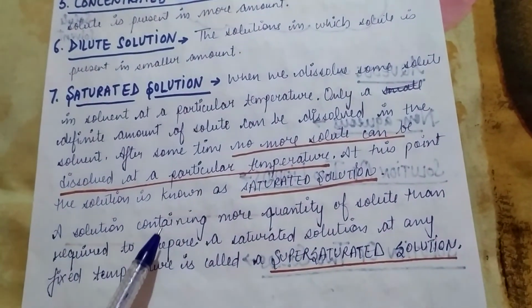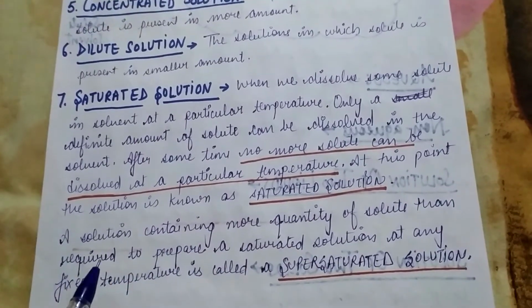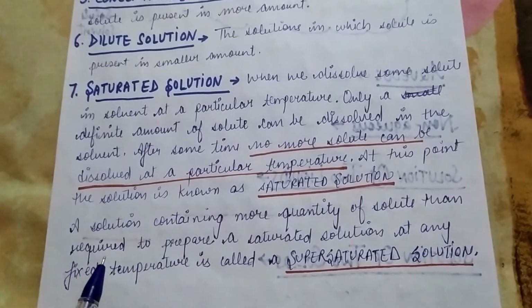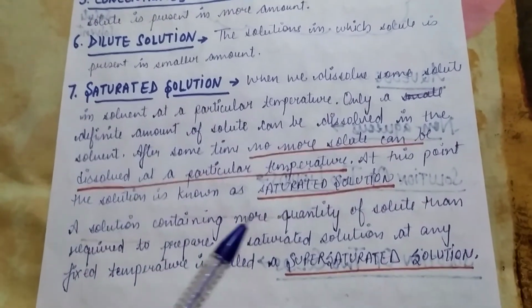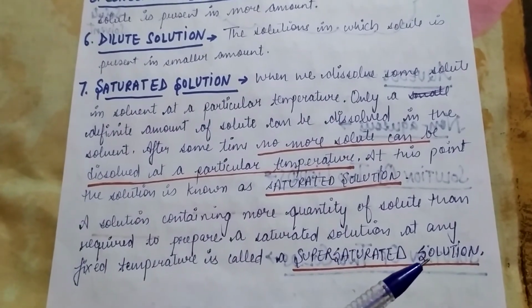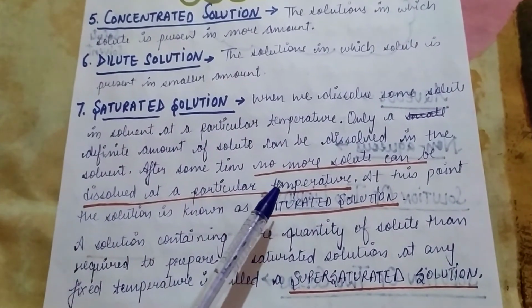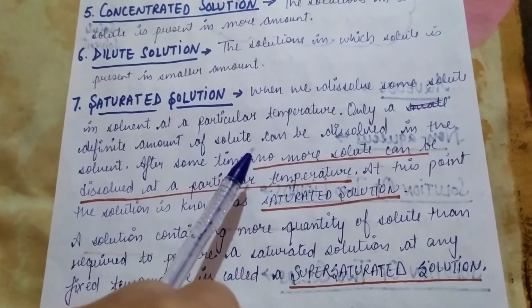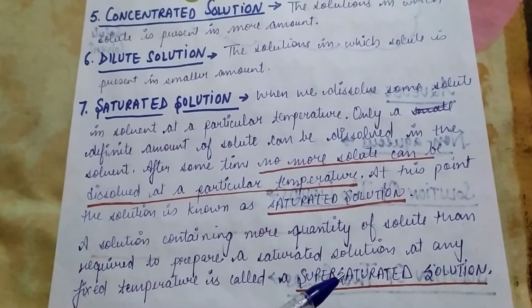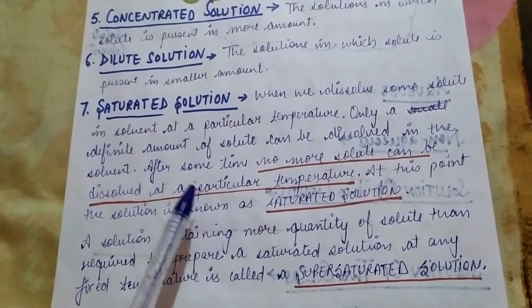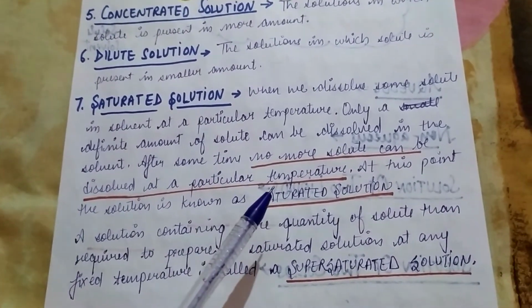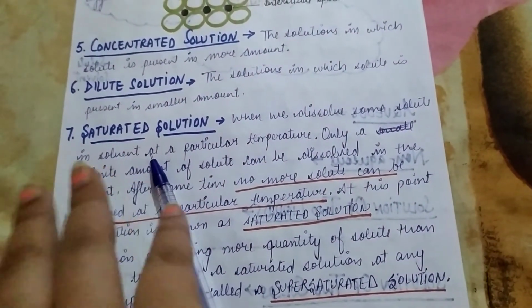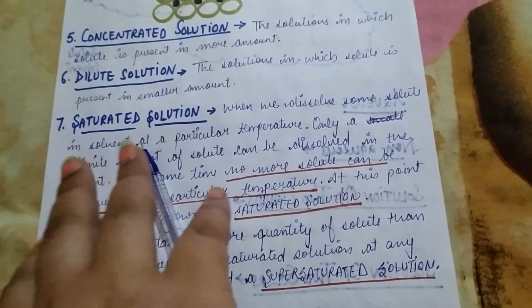Now if you are having a solution which contains more amount of solute than required to prepare a saturated solution at a particular temperature, then that solution is known as a supersaturated solution. So there is a very little difference between saturated solution and supersaturated solution. In saturated solution, no more amount of solute can be added, and supersaturated contains more amount of solute as required for saturated. So these are all the types of solutions which we have. And this finishes today's lecture.